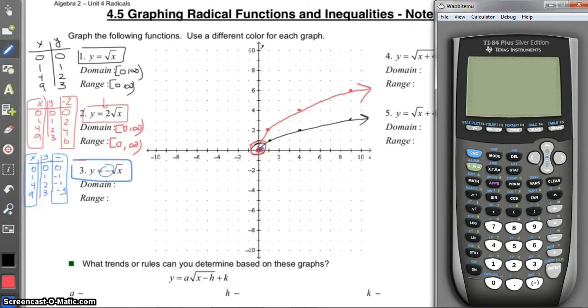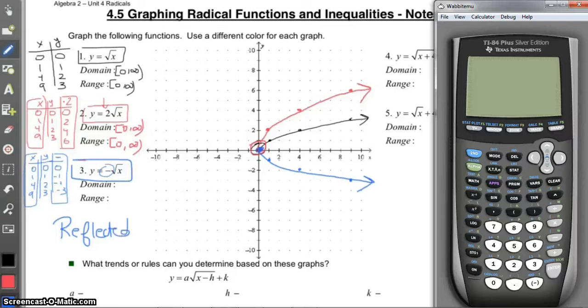So 0, 0 is going to be here. Then you have 1, negative 1, 4, negative 2, 9, negative 3, and then you graph it. Now as you can see, it has the same endpoint, but it's going to be reflected.